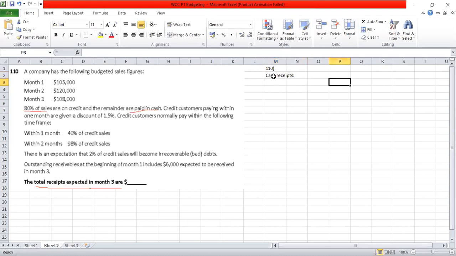So the months given are month 1, month 2, then we have month 3. We have the details about sales. The total sales amounts are given for all the 3 months, month 1, 2 and 3. Then what percentage of it is cash percentage? 20% of it is cash percentage.